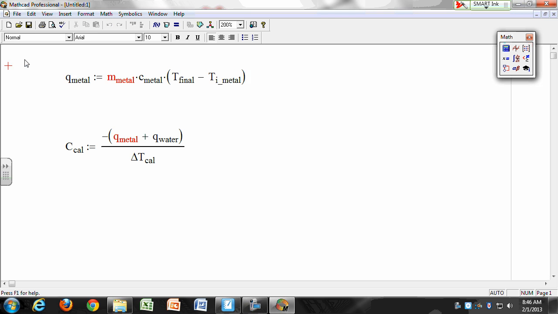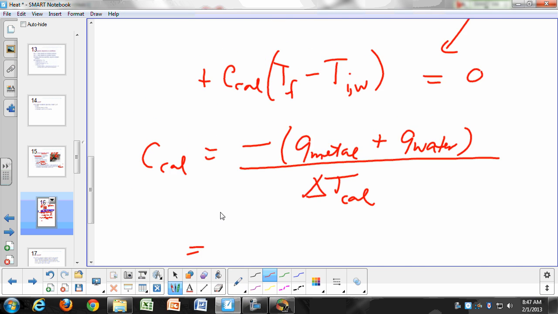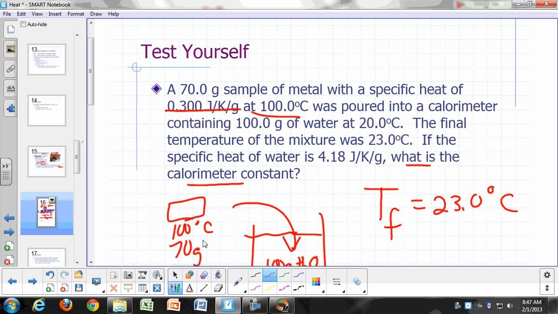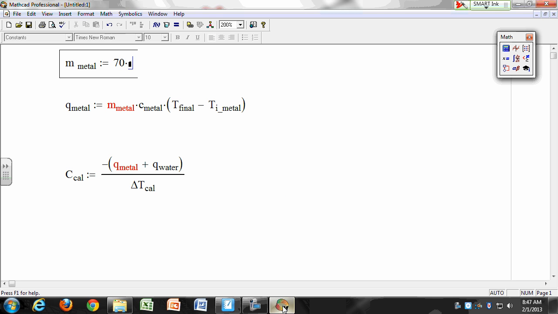And it doesn't know what those are, so let's define what's the mass of our metal. Mass of the metal equals, what was the problem? Mass of the metal was 70 grams, okay? 70 times grams. Now, MathCAD uses gm as the abbreviation for grams, because when you use G in MathCAD, that's a predefined symbol for acceleration due to gravity. Keep that in mind. Okay, so mass of metal is 70 grams.